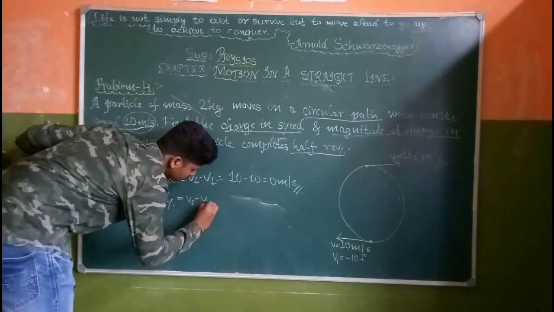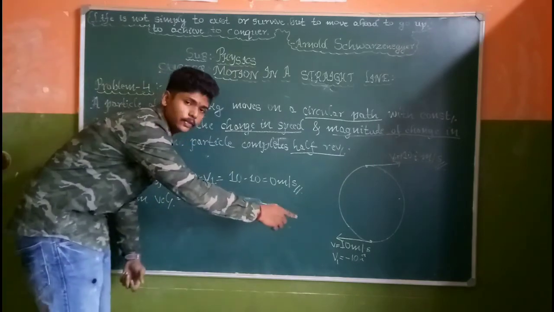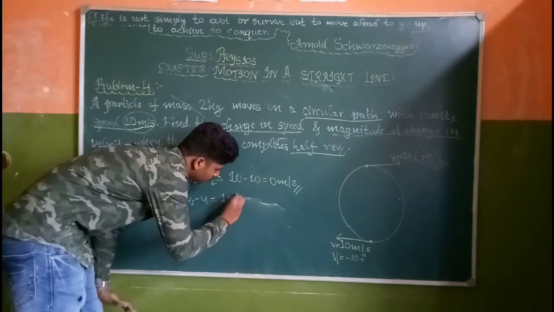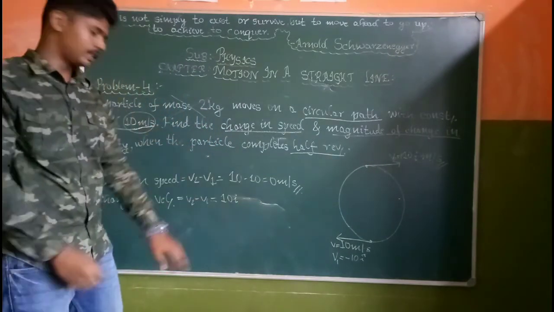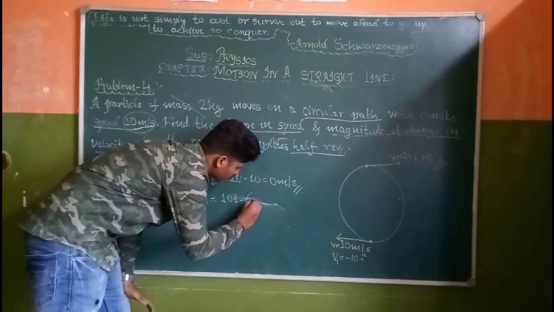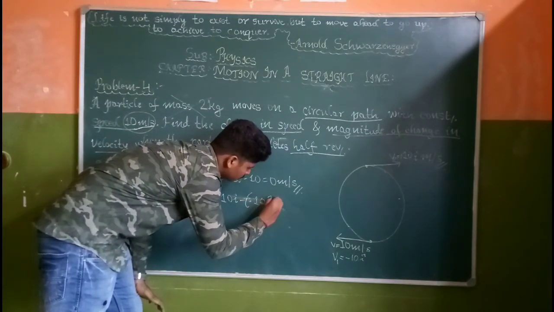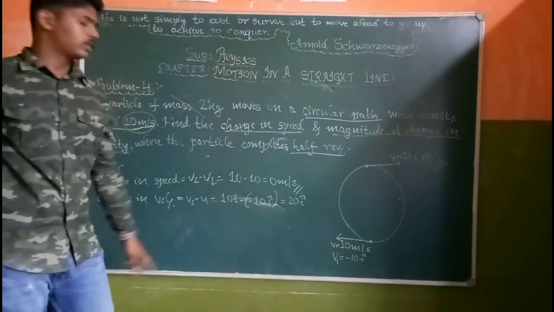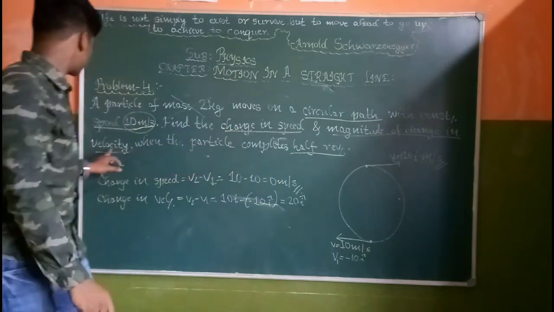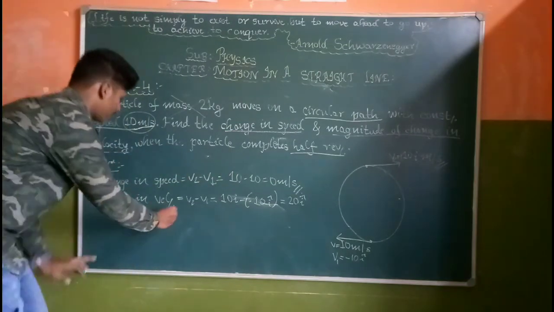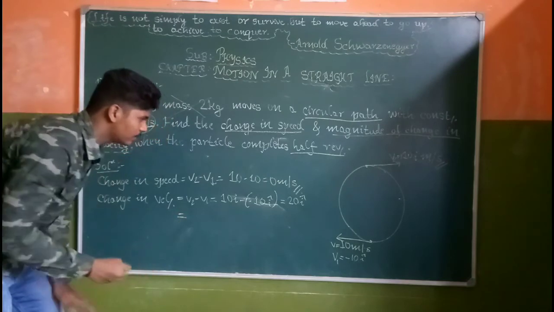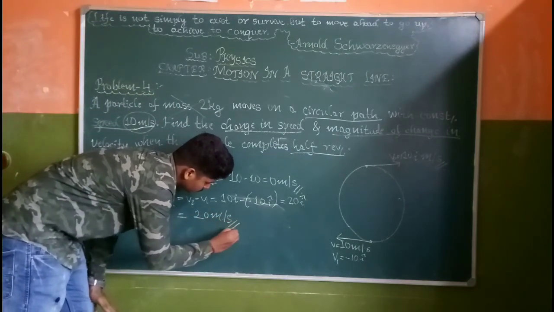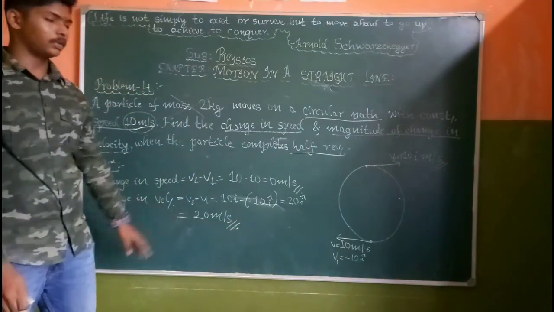V2 minus V1 is equal to, what is V2? That is 10 i cap. What is V1? Minus 10 i cap. That is minus of minus 10 i cap. So it will be 20 i cap. So they have asked you the magnitude of change in velocity. So the change in velocity is 20 meter per second. So this is about this problem.